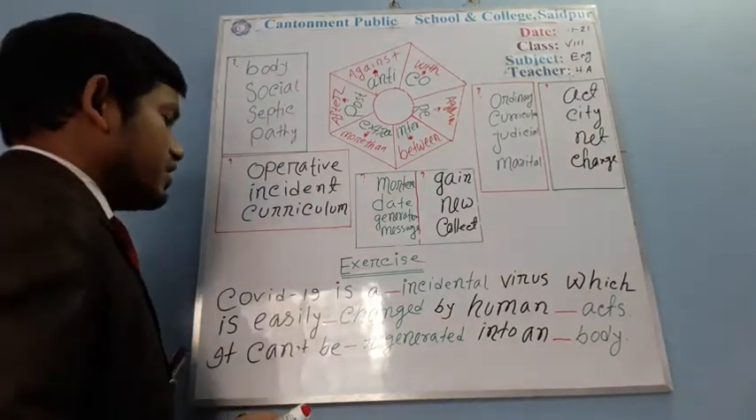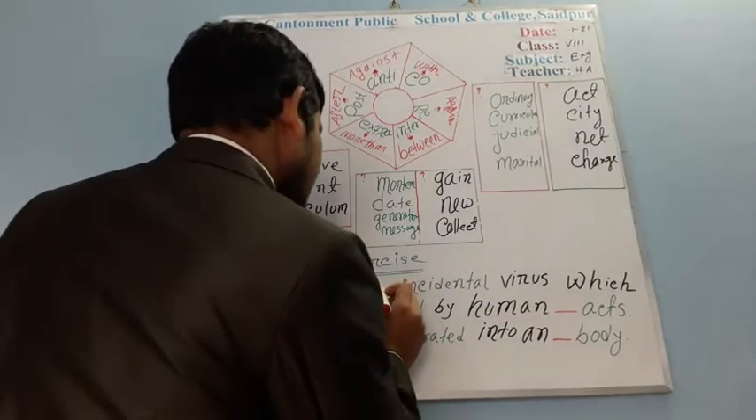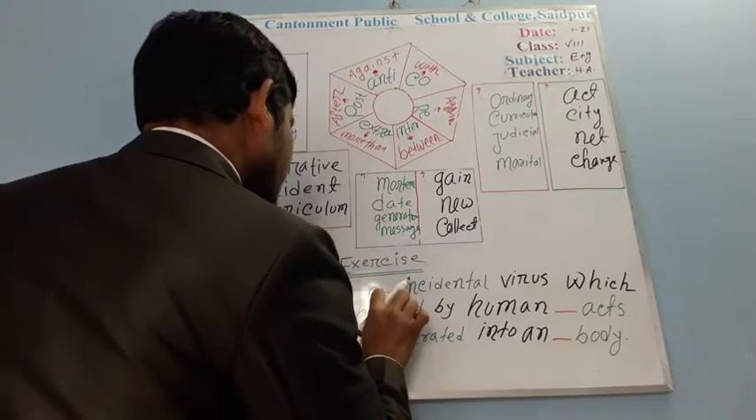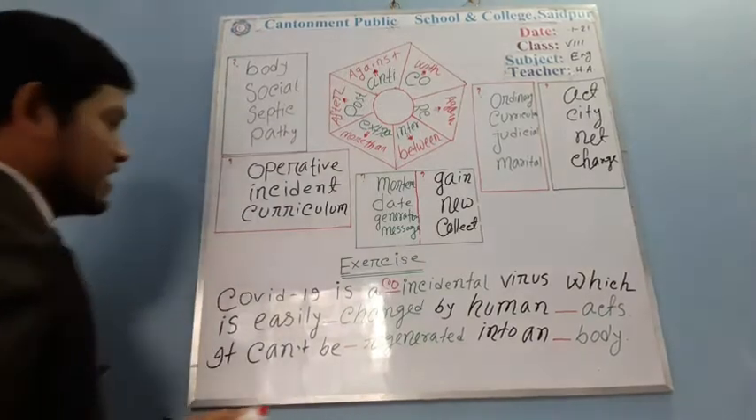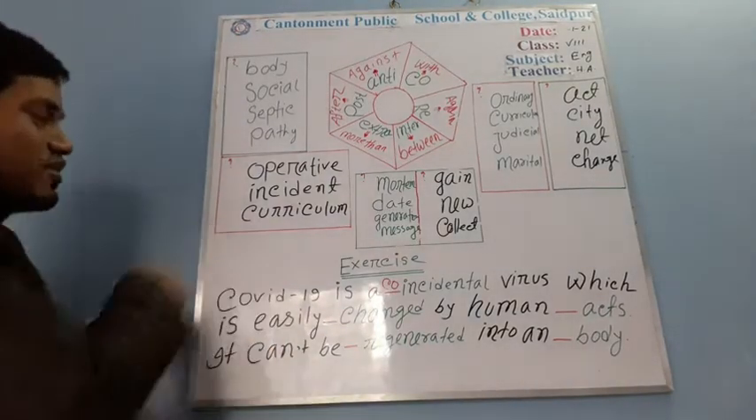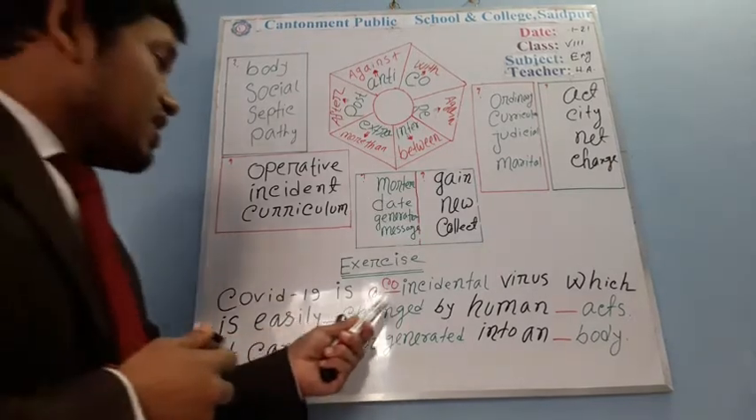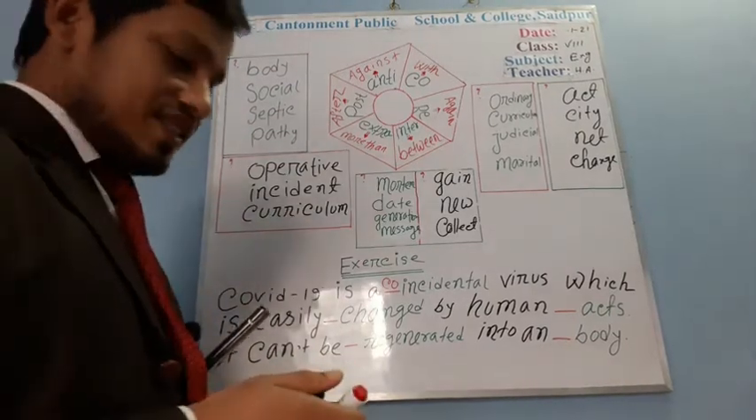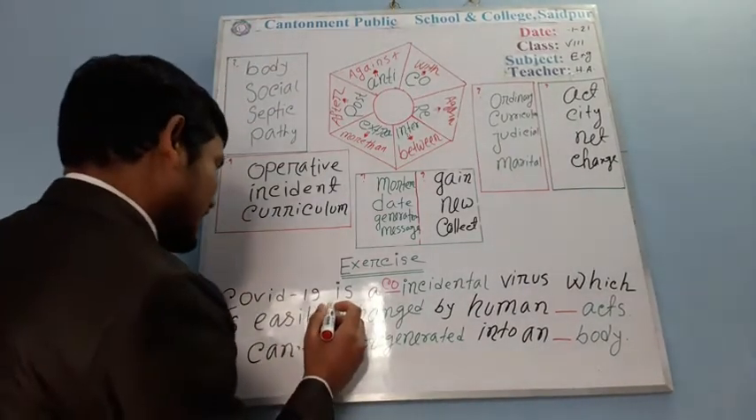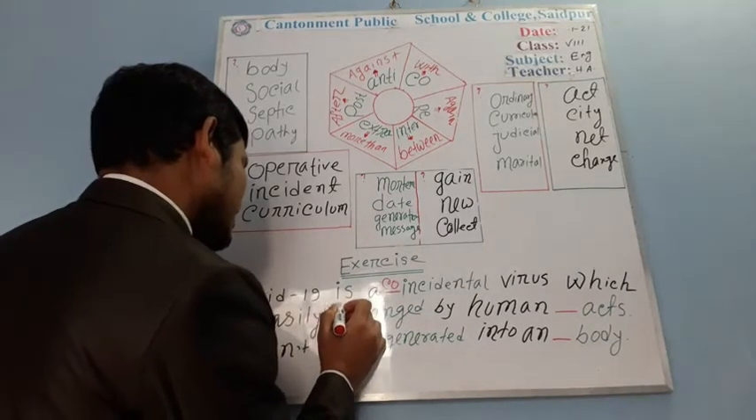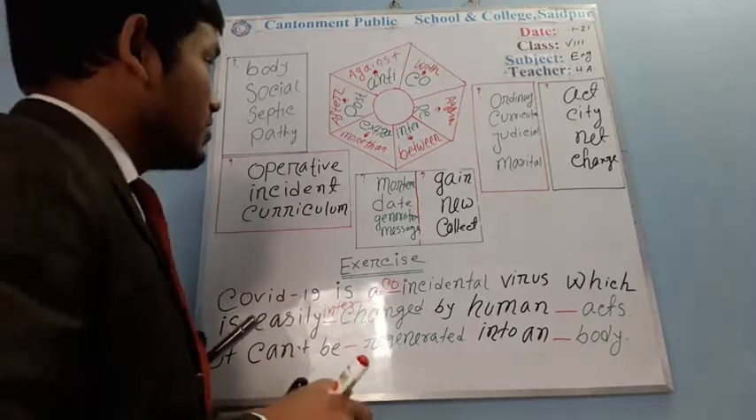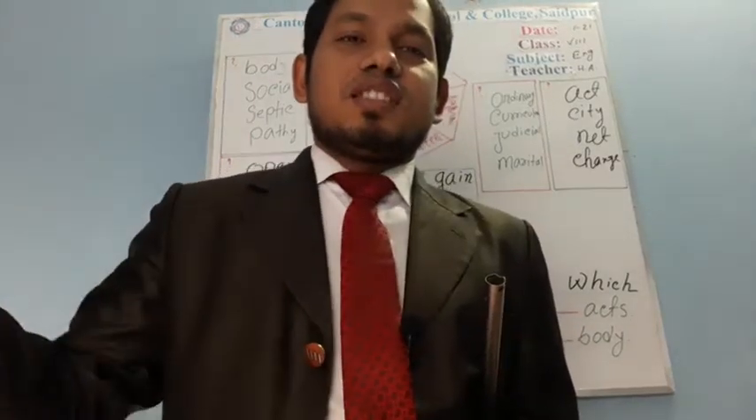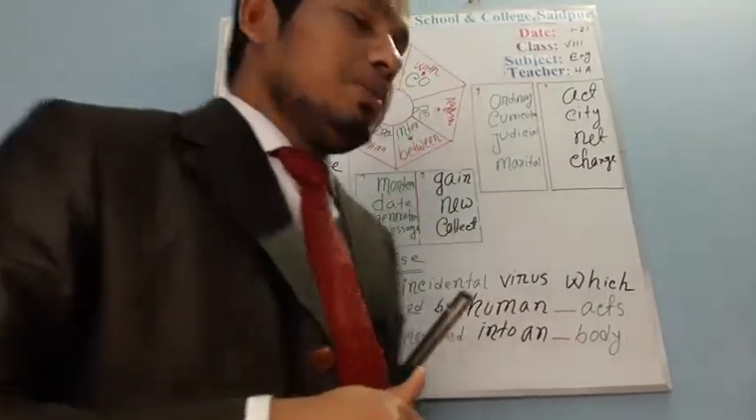If you want to get COVID-19 is, here is an, what is it? Coincidental, that is, you can see coincident. You have talked already. COVID-19 is a coincidental virus which is easily changed by human. Here, next one is easily interchanged. Interchange means between. Something can be changed among a lot of people or between more than two people.